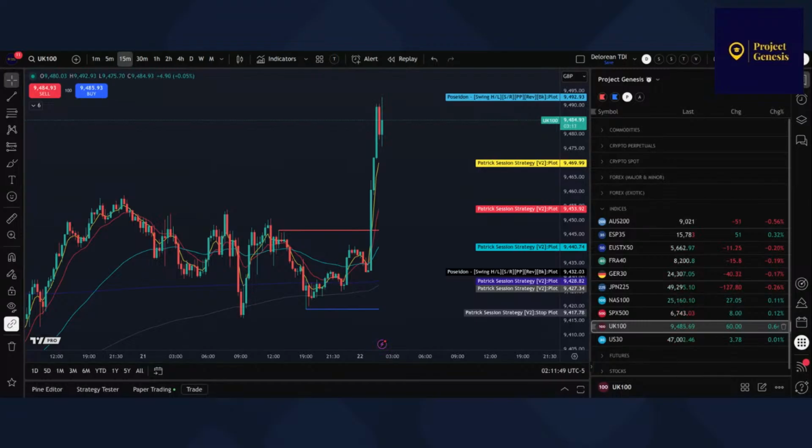That is a really huge jump on UK 100. We might end up getting a sell opportunity on this to come back into the Asian range. Somewhere around 94.50-ish.